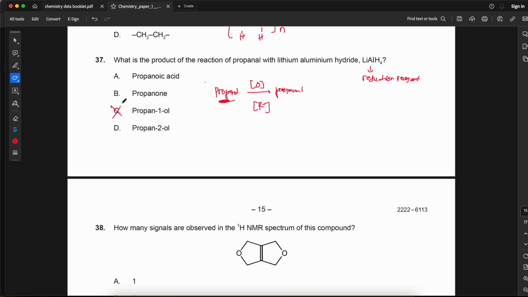So it's C. It should be 1-ol, not 2-ol, because propan-1-ol is a primary alcohol that will produce propanal and propanoic acid. But propan-2-ol is a secondary alcohol. When you oxidize, it will produce propanone. So it's not the correct answer.